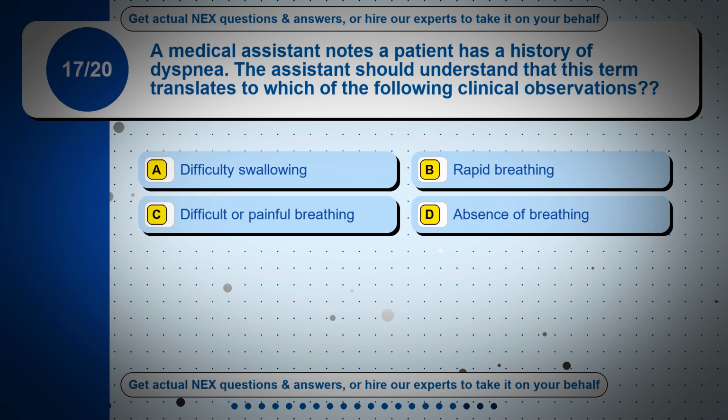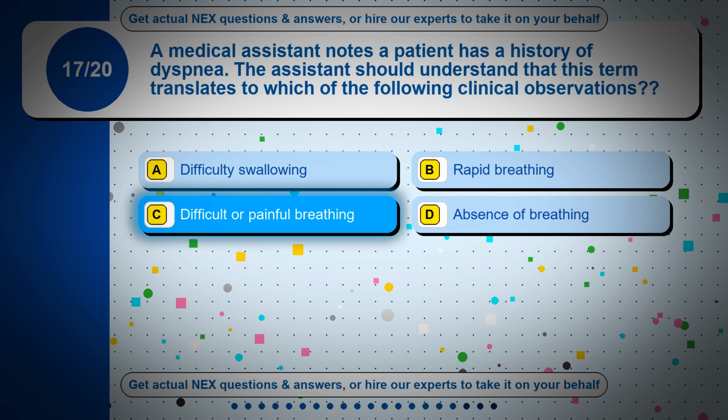Question 17. A medical assistant notes a patient has a history of dyspnea. The assistant should understand that this term translates to which of the following clinical observations? Option A, difficulty swallowing. Option B, rapid breathing. Option C, difficult or painful breathing. Option D, absence of breathing.